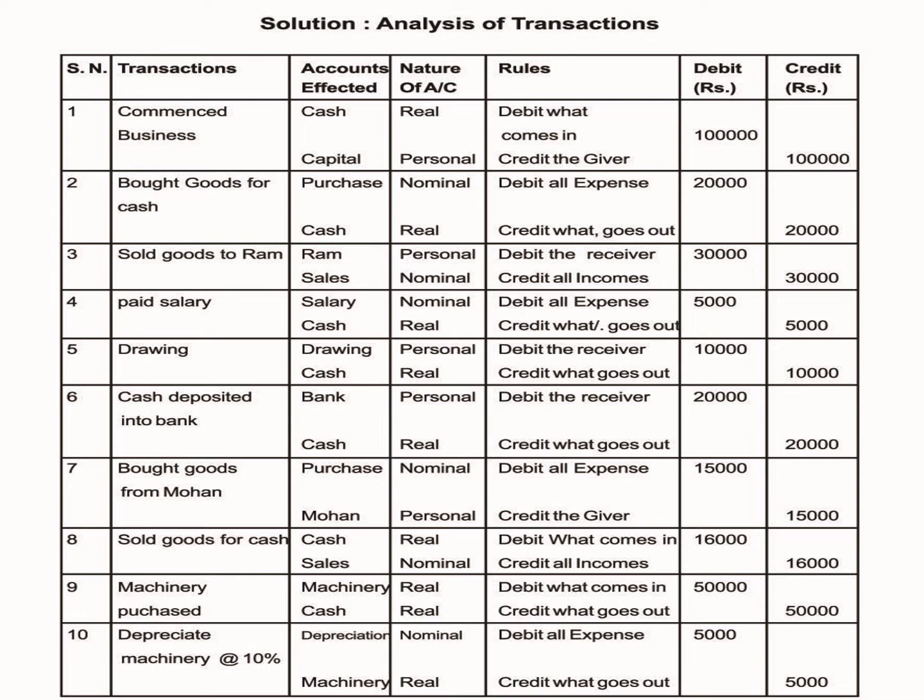Coming to the third transaction, sold goods to Ram. Ram is a personal account. Sales is a nominal account. The rules applied are debit the receiver and credit all incomes and gains.